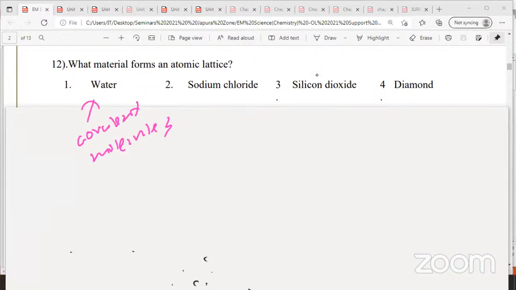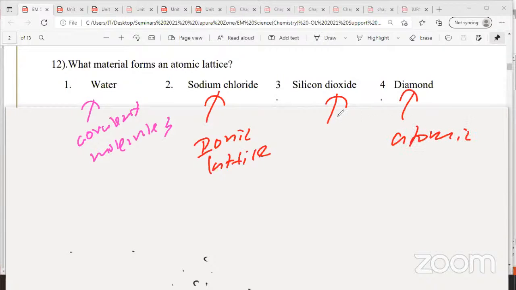Sodium chloride is an ionic lattice. Why? It consists of only ions. Na plus and Cl minus. Any ionic compound exists as an ionic lattice. Silicon dioxide, heteroatomic covalent lattice. Actually earlier it was given as a molecular lattice, but in A-level chemistry we consider this a heteroatomic covalent lattice. So here diamond consists of only carbon atoms, so that is an atomic lattice. At A-level there are two answers here, but at O-level we take only diamond, atomic lattice.